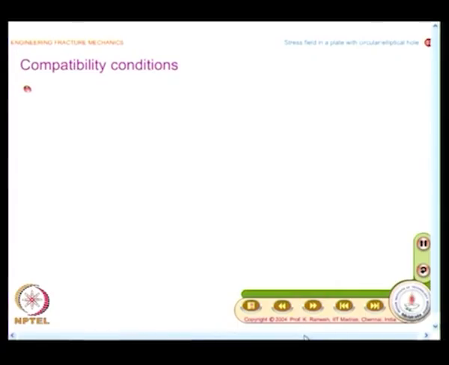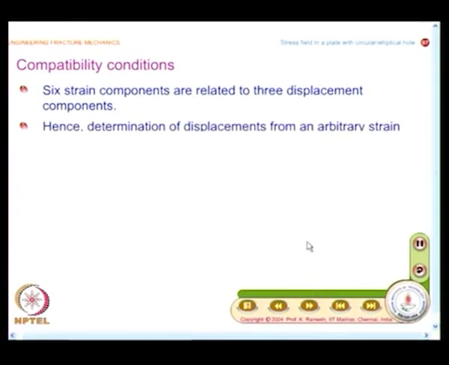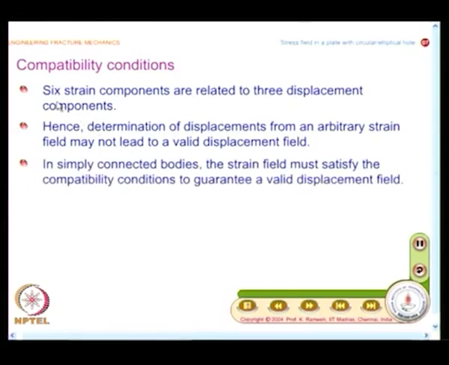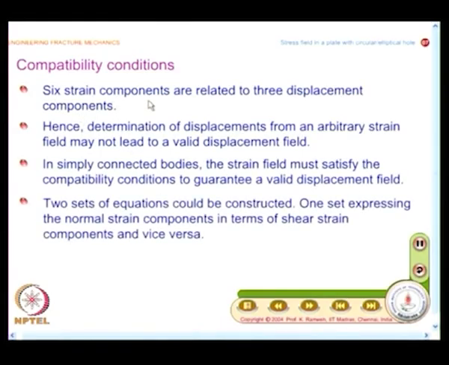Now, we move on to what are compatibility conditions. I have already pointed out that you have 6 strain components which are related to 3 displacement components. And what is the problem because of this? Determination of displacements from an arbitrary strain field may not lead to a valid displacement field. See, the problem is you have more number of equations than number of unknowns. That is also a problem. You should always have equal number of unknowns and equal number of equations. In either case, whether the number of equations are more or number of equations are less, you have a problem.